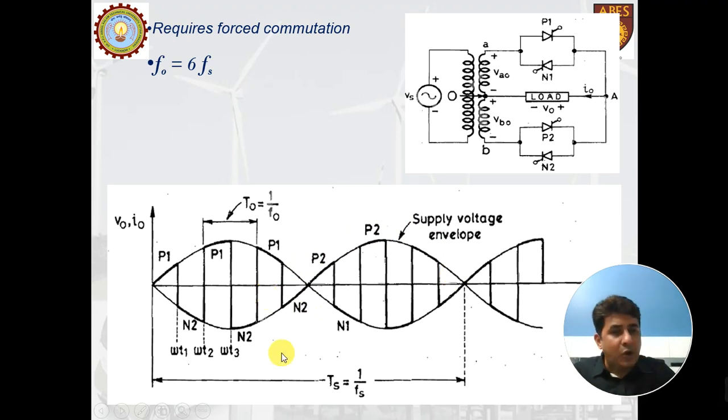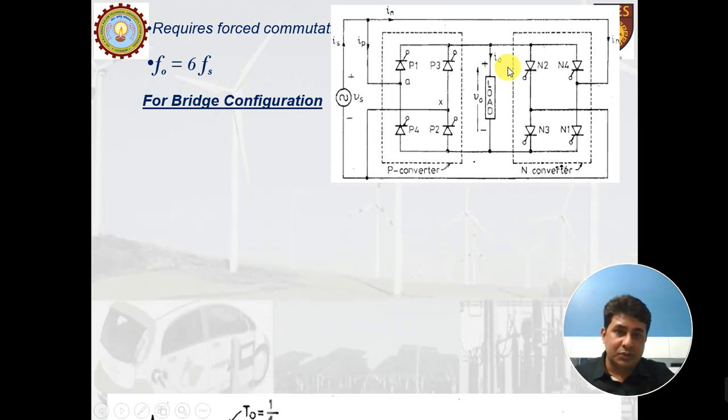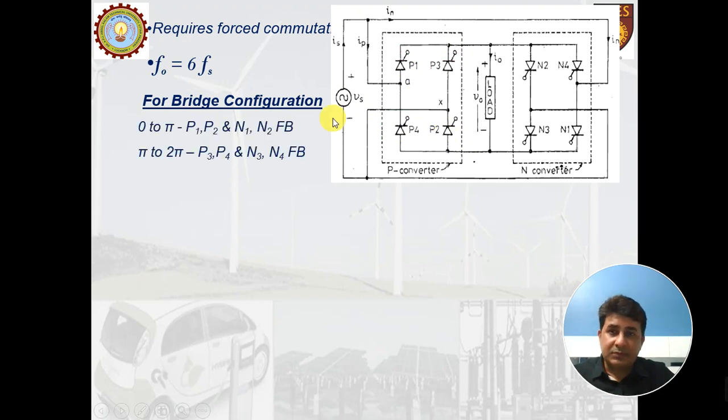We will get the same output, but the firing of the thyristors will be different if we are using a bridge configuration. Let us see how we get this output for a bridge configuration. For a bridge configuration, this is the circuit that is used. Now for this circuit, when supply side is positive, P1 and P2 will be forward biased. When supply side is negative, P3 and P4 will be forward biased. So P1 and P2 will be forward biased from 0 to pi, and P3 and P4 will be forward biased from pi to 2 pi.